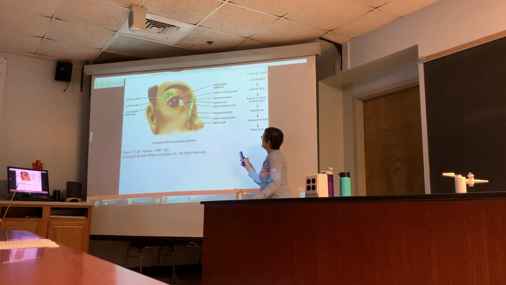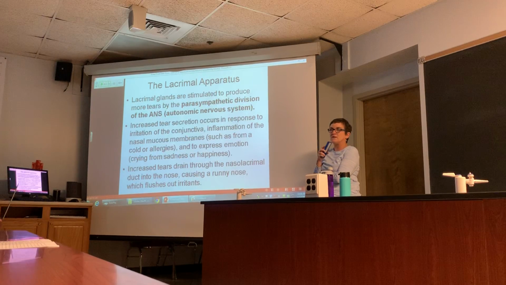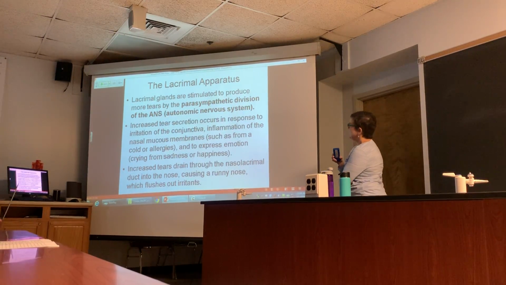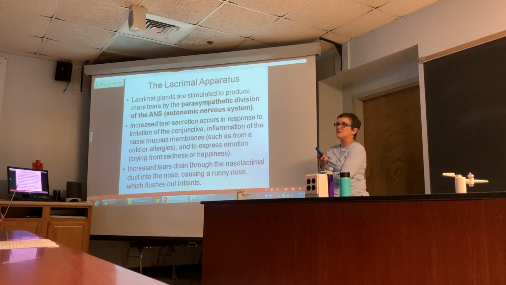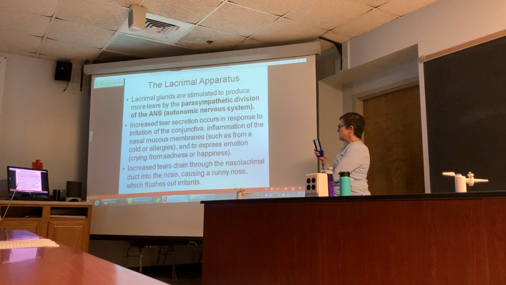So that creates that. Your tear glands are stimulated by the parasympathetic division of the autonomic nervous system. The parasympathetic division increases tear production, especially if there's any irritation or allergies, and also if you're crying.